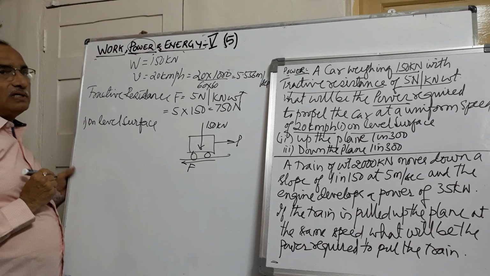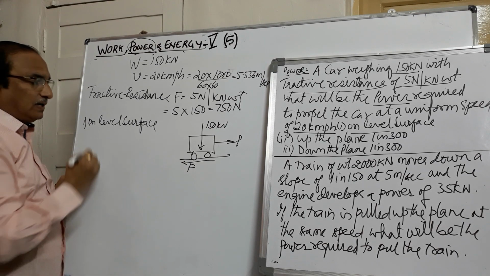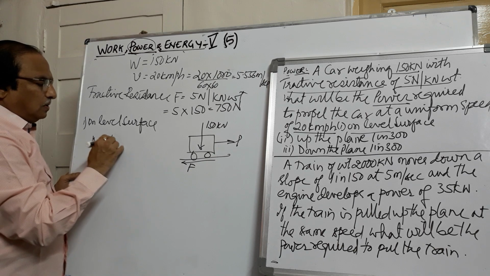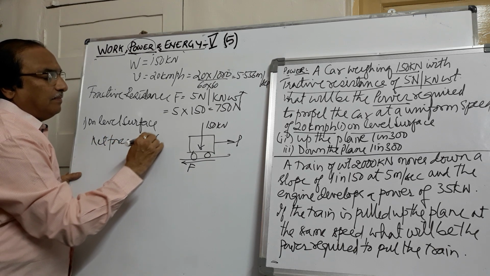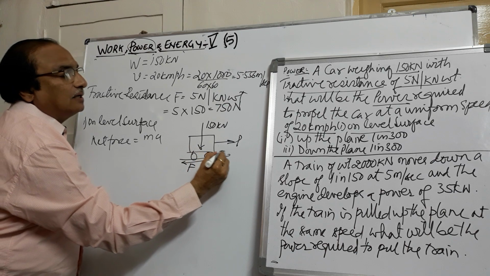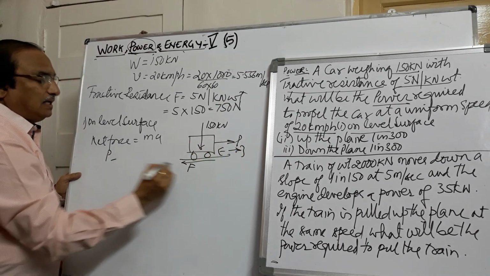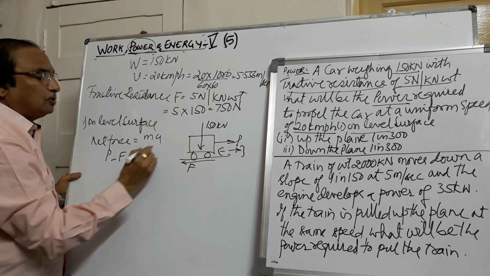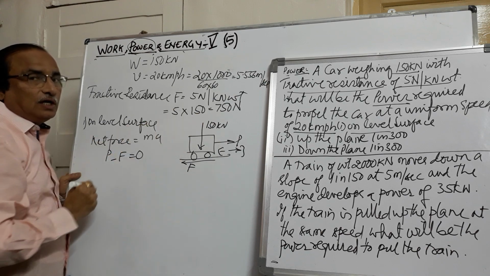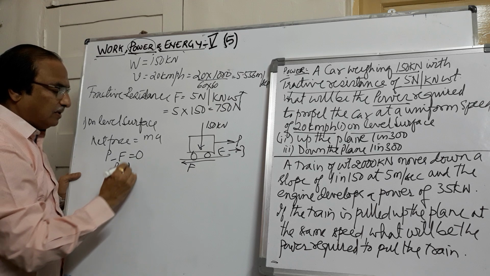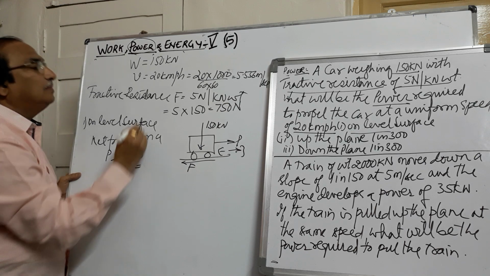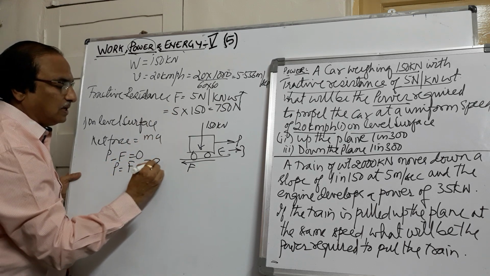So we know power is given by force into velocity. Let us find out the force. Net force is equal to MA. So your net force is acting towards right. So let us take P minus F is equal to 0 because acceleration is 0, it is with uniform velocity. So P will be equal to F and this will be equal to 750 Newton.